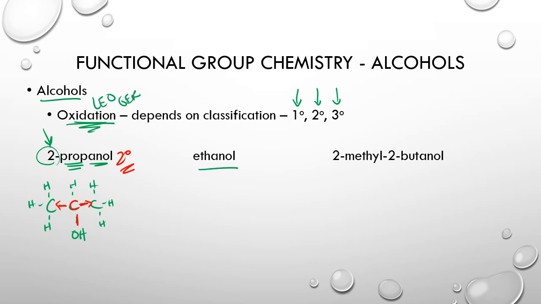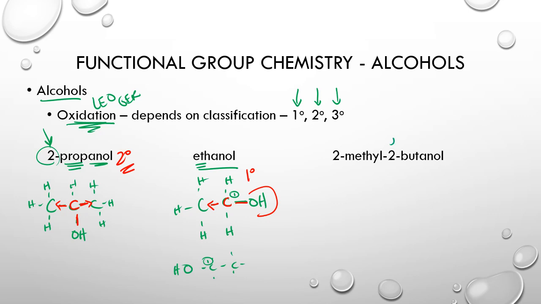Let's draw ethanol. So meth-eth, we need 2 carbons. I'm going to put that hydroxyl group at either end. It doesn't even matter. We're going to have ethanol regardless. We don't need to add a number because whether I put the hydroxyl group here or here, I would still call that carbon number 1. So let's look at what this guy is bound to. The hydroxyl group here is bound to a carbon that is bound to only one other carbon. That makes ethanol a primary alcohol. Last but not least, let's look at 2-methyl-2-butanol.